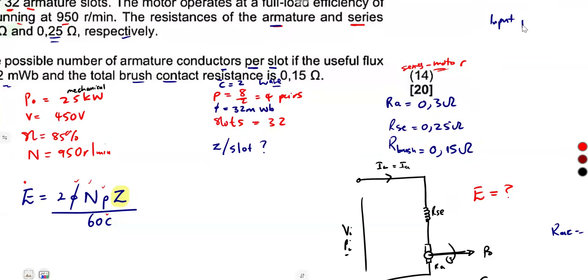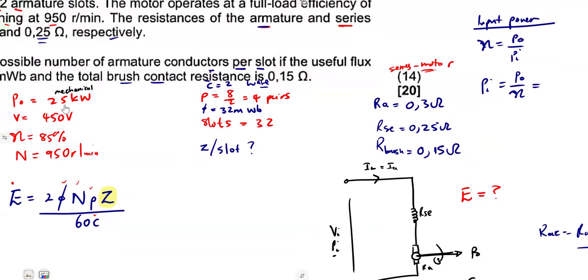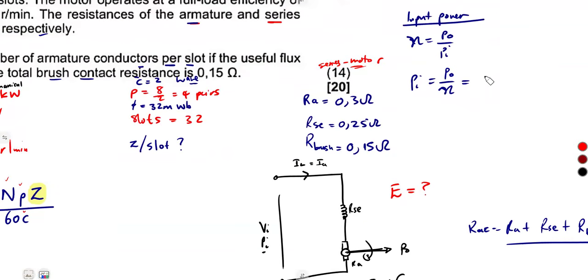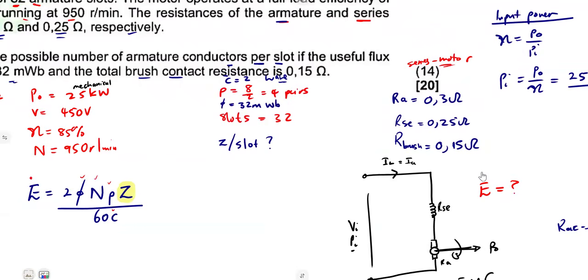You need the input power, so that we can have the current. And input power from efficiency: P out over P in. So P in is going to be P out over efficiency. Output power, which is our mechanical power, 25 kilowatt, all right, over our efficiency as a decimal, that will be 0.85.